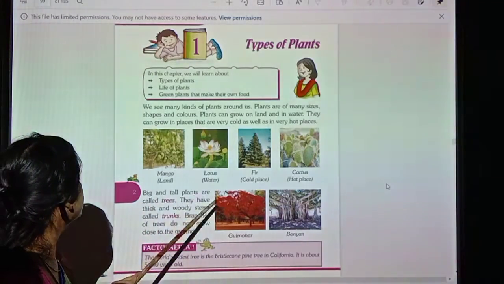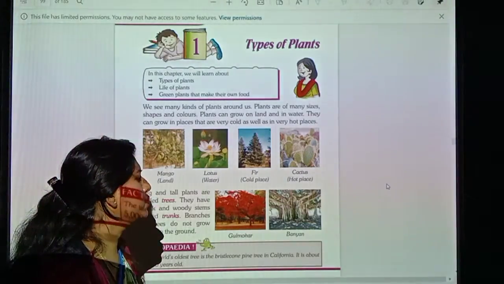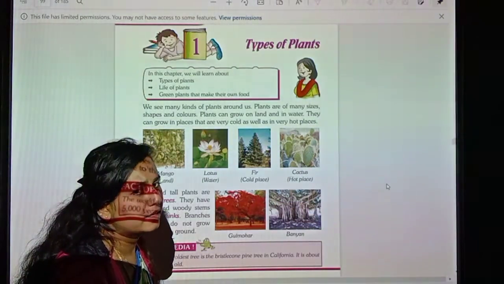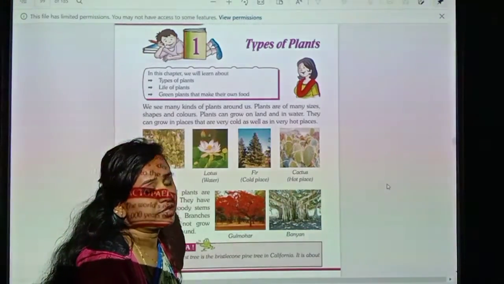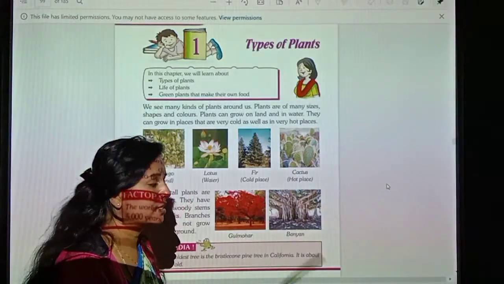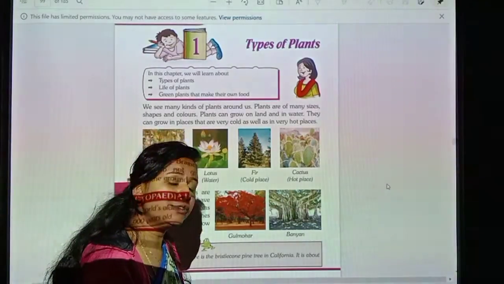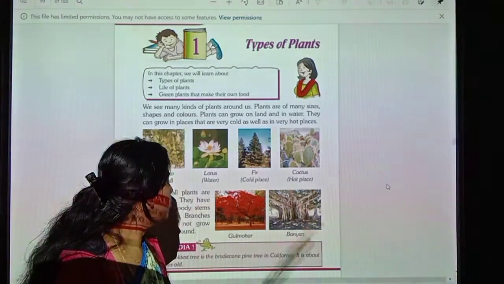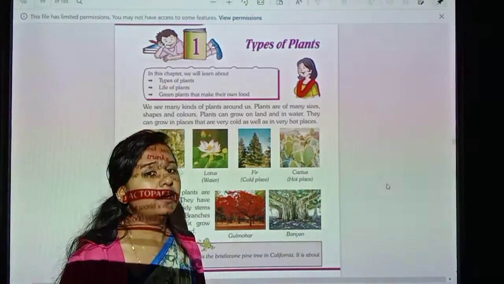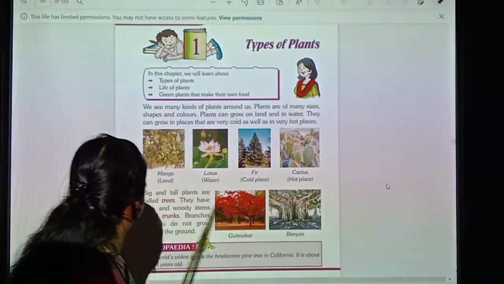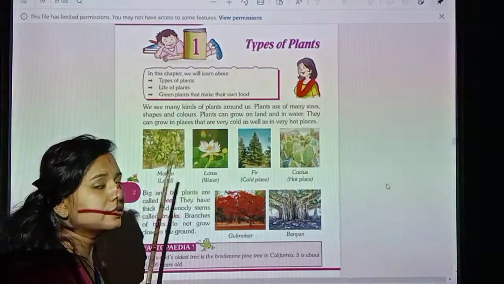Big and tall plants are called trees. In your daily life you used to see so many trees, right? Plants will live for hundreds of years. Some plants, not all the plants. Some plants like gulmohar, banyan, coconut. All these trees live for hundreds of years. So this gulmohar and banyan tree are very big and tall plants. These big and tall plants are called trees.